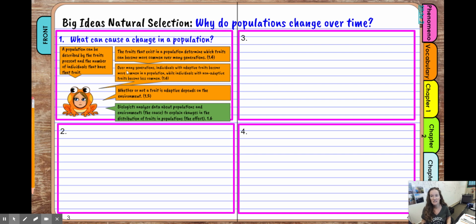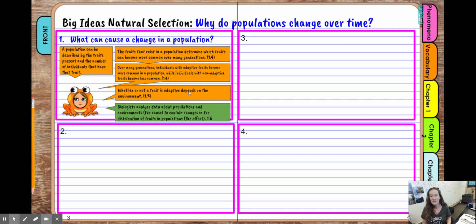Over many generations, individuals with adaptive traits become more common in populations, while individuals with non-adaptive traits become less common. Remember, adaptive traits are traits that increase the chance of survival, like camouflage or poison level. And then non-adaptive traits would be traits that don't increase chance of survival. This could be like a hot pink bunny running through a field of brown grass, right? That's probably going to get picked up pretty quick by a hawk or a coyote or a dog or anything because it's easy to see.